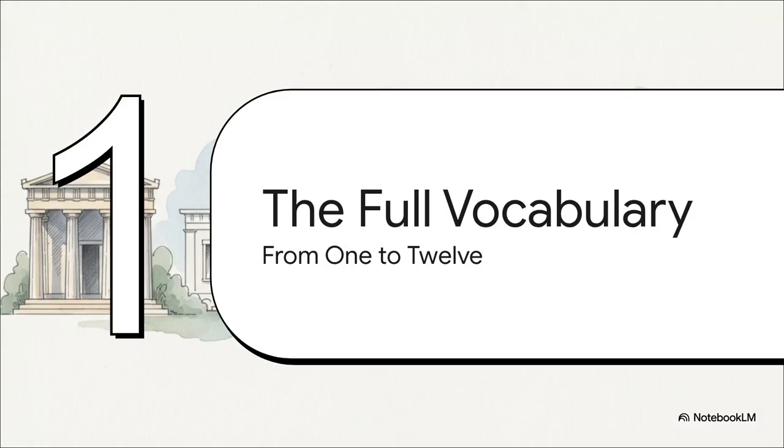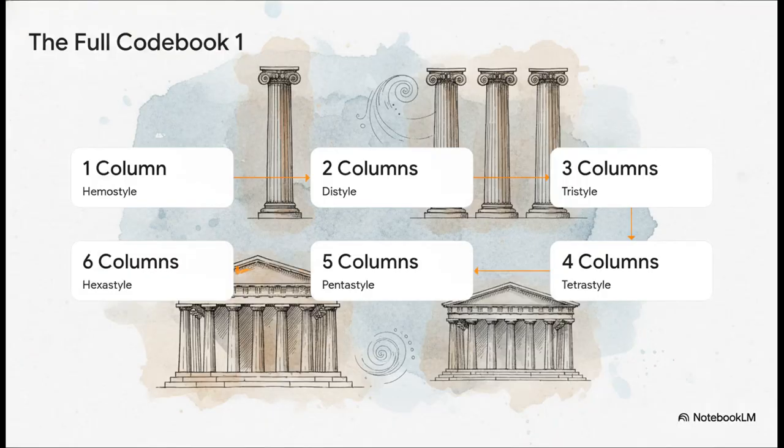Okay, you've totally nailed the basics. I'd say you're ready to level up and get the full vocabulary. So let's do a quick run-through of the whole list, from the ones you'll barely ever see to the ones that are just absolutely monumental. So here's the first part of our official codebook. Now, some of these are pretty rare. I mean, you're not going to stumble across a hemistyle, a one-column entrance, very often. But distyle, tetrastyle, and hexastyle, all the time. Pentastyle, the one with 5, is also a little weird because that odd number messes with the symmetry.